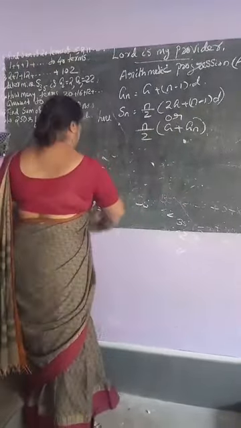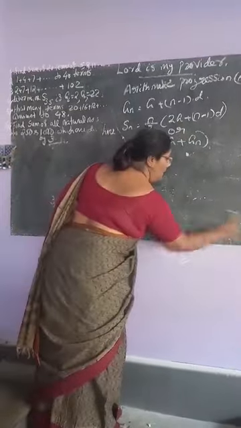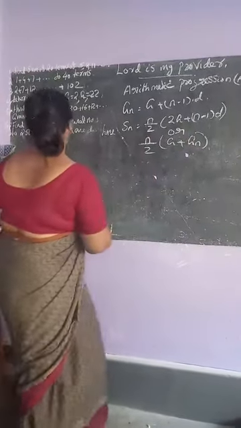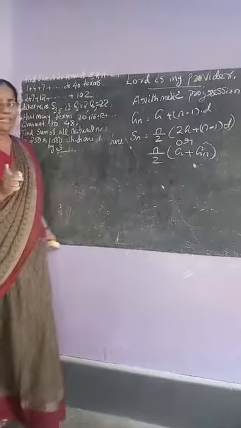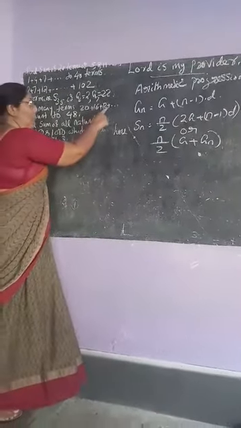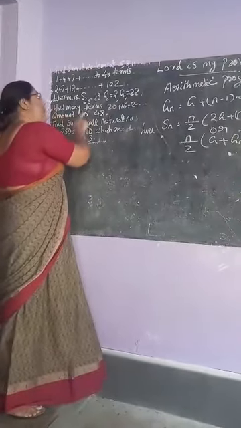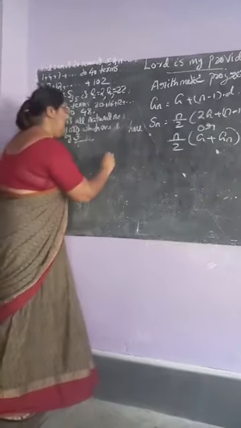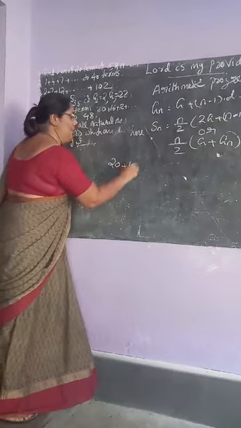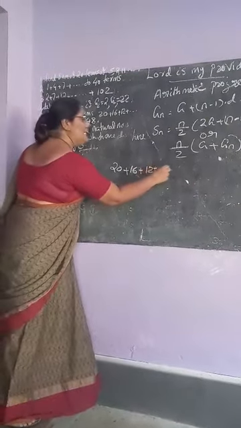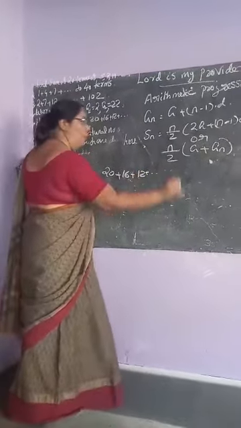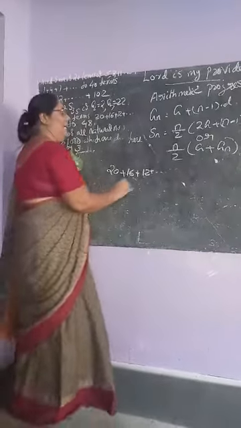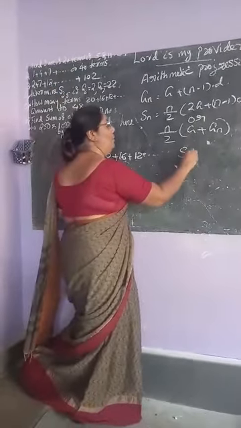How many terms of 20 plus 16 plus 12 plus etc. amount to 48? Understand the question? 20 plus 16 plus 12 plus etc. amount to 48. That means Sn is equal to 48.